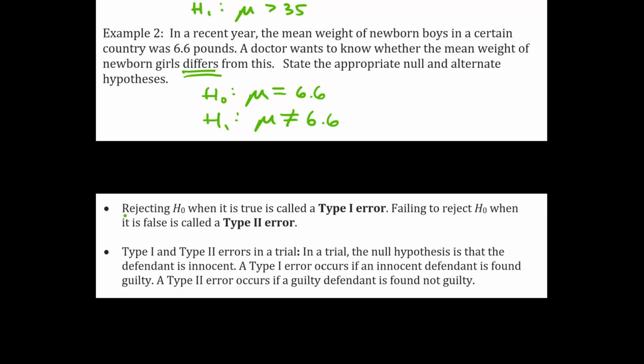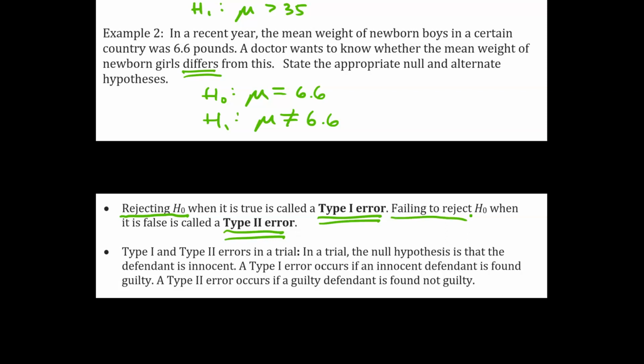And in particular, a type 1 error is when you reject the null when it's true. And if you fail to reject the null when it is false, that's called a type 2 error. I know this can be really confusing, because how do you tell the difference between type 1 and type 2? How do you keep this straight? And what I do is the following.